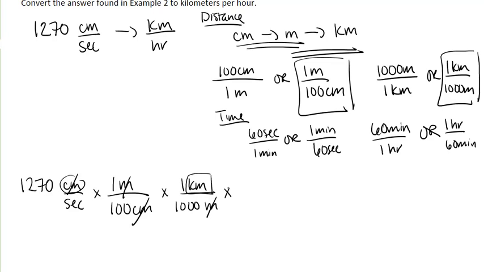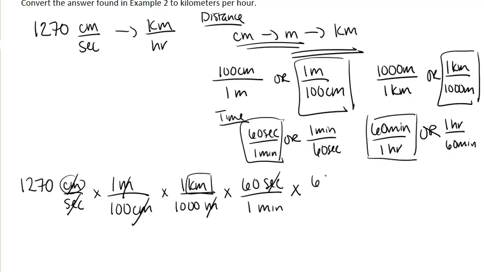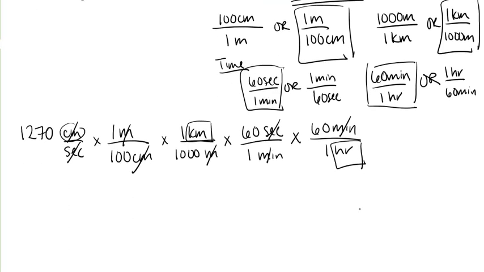Then we need to go with time. So we have seconds, so we need to get rid of seconds, so we need to use seconds that's on the top to get to minutes. So we have 60 seconds over 1 minute. This gets rid of these here. And then the next thing will be to get rid of minutes, so we do this one. So we're left with 60 minutes on top and 1 hour on the bottom, and we get rid of minutes, and we're left with hours, which is exactly what we want.